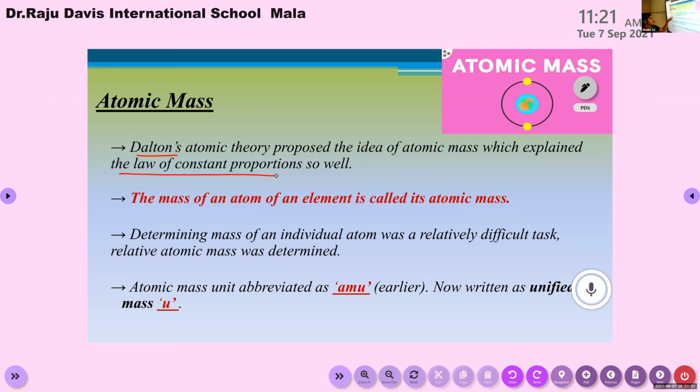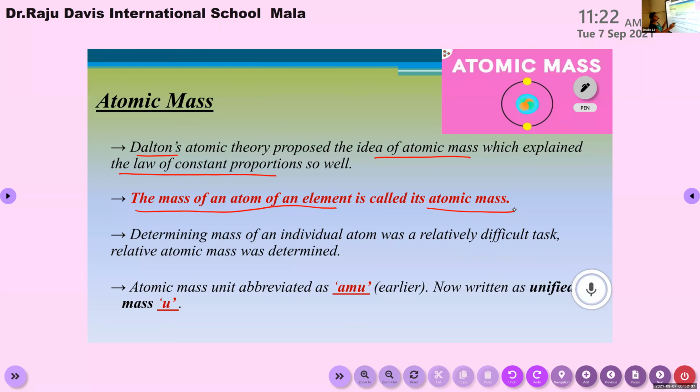According to this law of constant proportion, he proposed the idea of atomic mass. So the mass of an atom of an element is called its atomic mass. Hydrogen is an element, right? So this atom of hydrogen has its own atomic mass. An oxygen atom has its own atomic mass. So all elements in the periodic table have their own atomic mass.